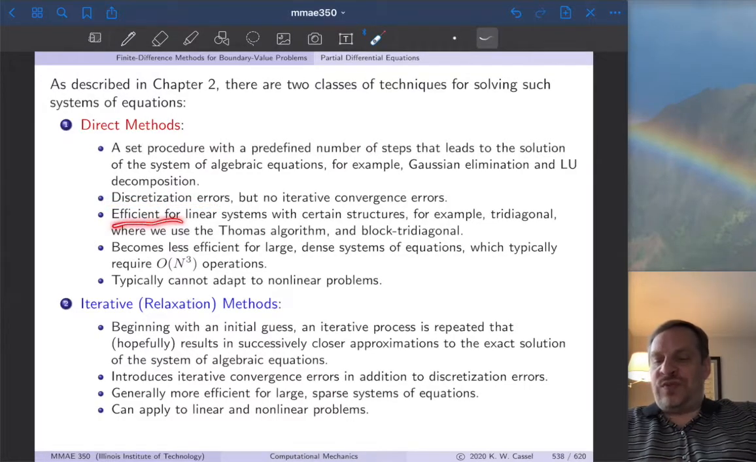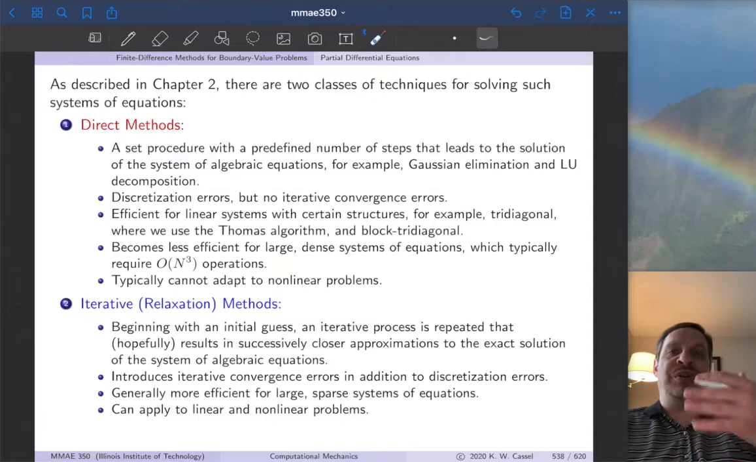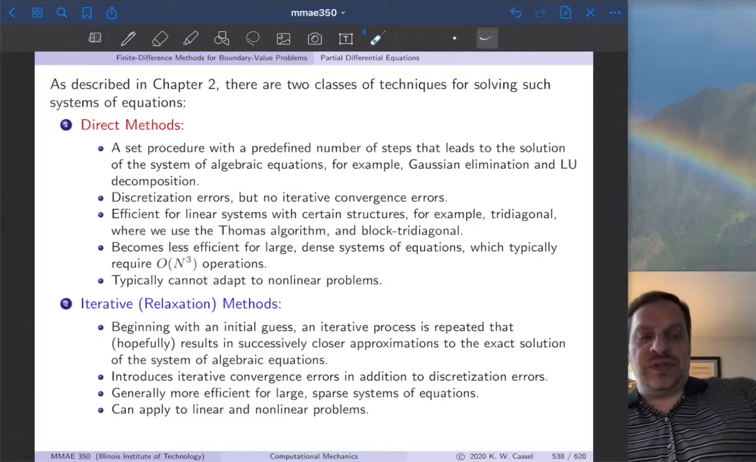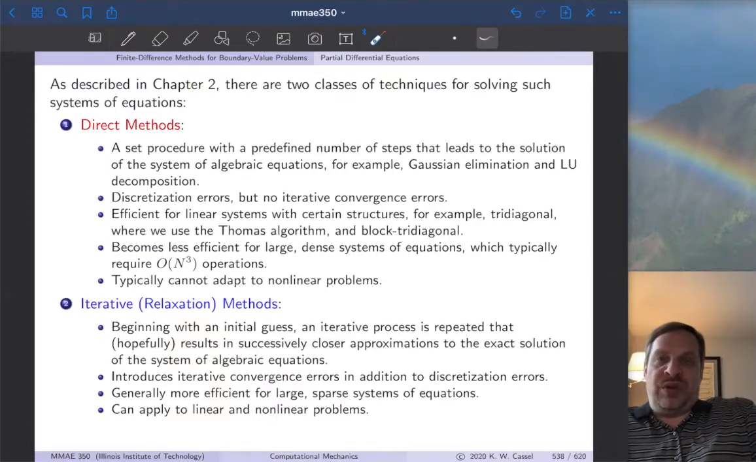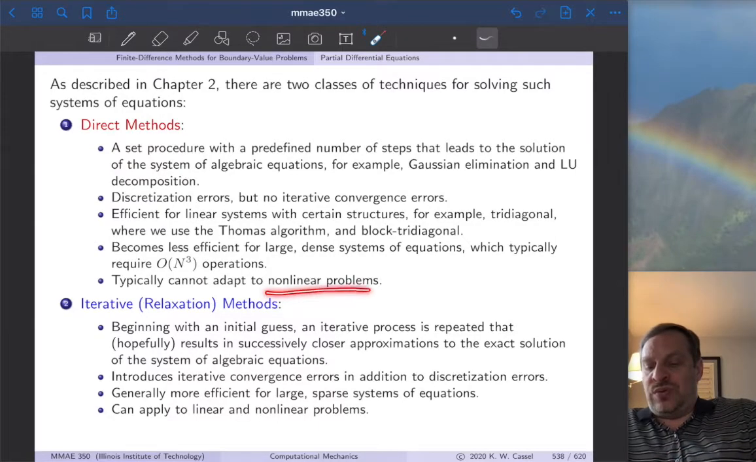This is very efficient for linear systems of equations where you have a certain structure. That's why we use the Thomas algorithm in the tridiagonal case, because we have a certain structure to it. There's also block tridiagonal matrices, which we're not going to really get into. I've mentioned them before. And the problem is that it becomes less efficient as the matrices get bigger. So as the matrices either get bigger in size or they get more dense, so there's less zeros, less sparse, then these become less and less efficient. It's also difficult to apply to nonlinear problems.